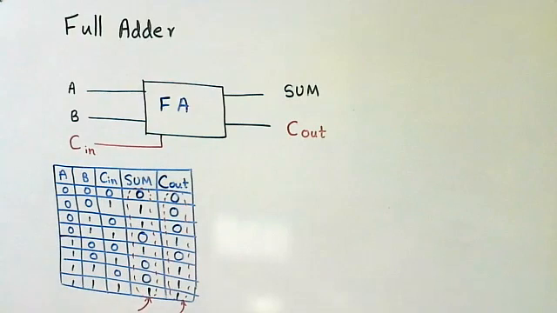Asma, what is the gate here for sum? XNOR gate? Shafia, what is the gate here for C out? See the outputs. Shafia, I didn't get any response.